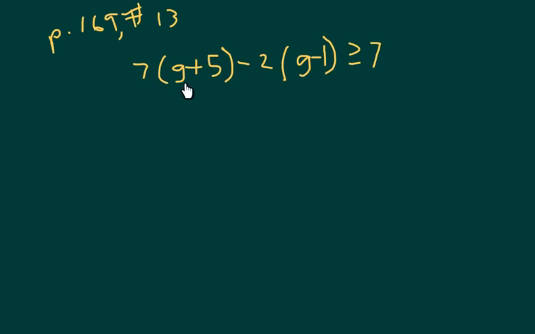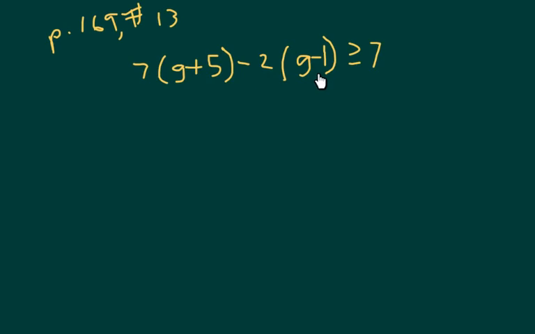I've got parentheses, but I can't do g plus 5, so that's simplified. I can't do g minus 1. I have a distributive property in 2 different places. 7 is distributed to g and 5. And then 2 is distributed to g and to 1. This gets a little more complicated because it's subtraction here and subtraction here.